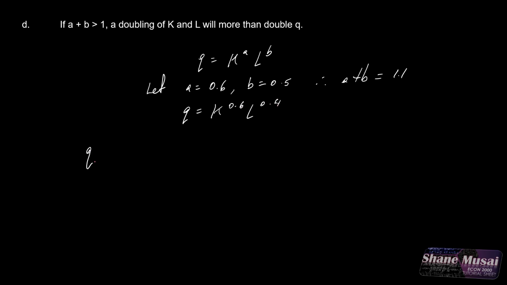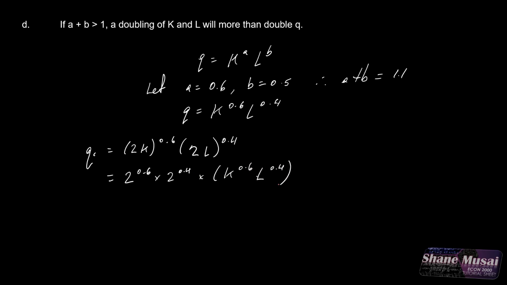So let's create a new production function. Let's call it QC. So we're going to now double our input factors. QC is equal to 2K to the power of 0.6 times 2L to the power of 0.5. So this is equal to 2 to the power of 0.6 times 2 to the power of 0.5 times K to the power of 0.6 times L to the power of 0.5. So you notice this here is our original production function from here. So this is just equal to Q. So we have 2 to the power of 1.1 Q, QC.